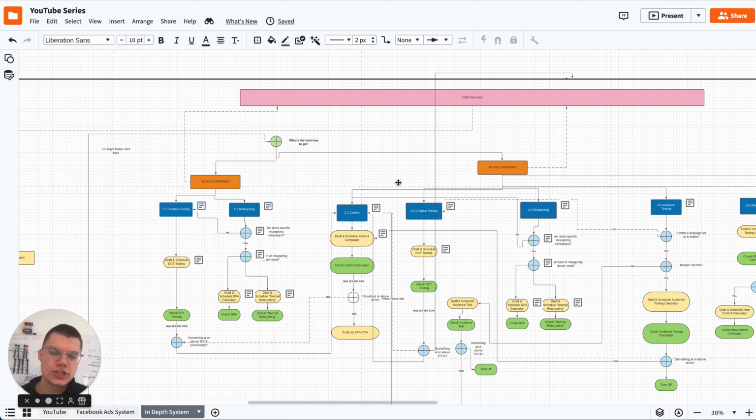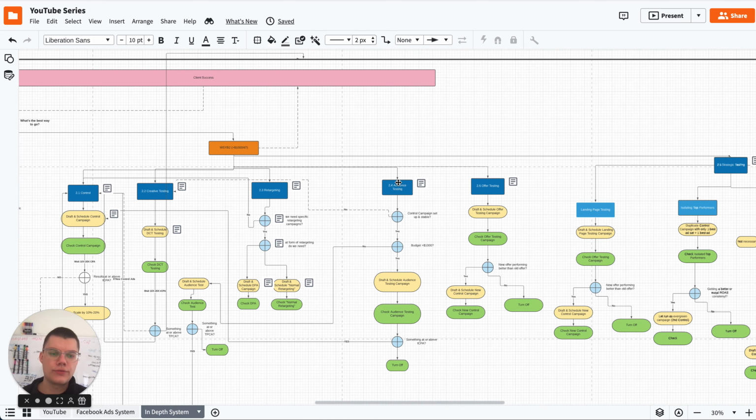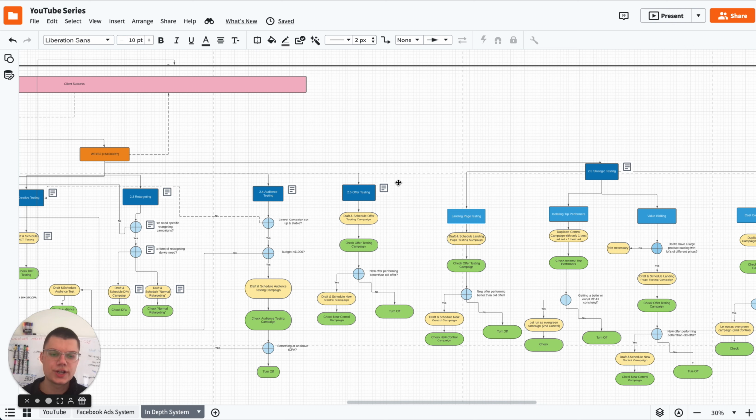Then we have larger parts of the system. We have control, we have creative testing, we have retargeting, we have audience testing, offer testing, strategic testing, all the fun stuff that is connected to Facebook ads and comes with higher ad spend levels. And I'm going to be walking you through each one of them.